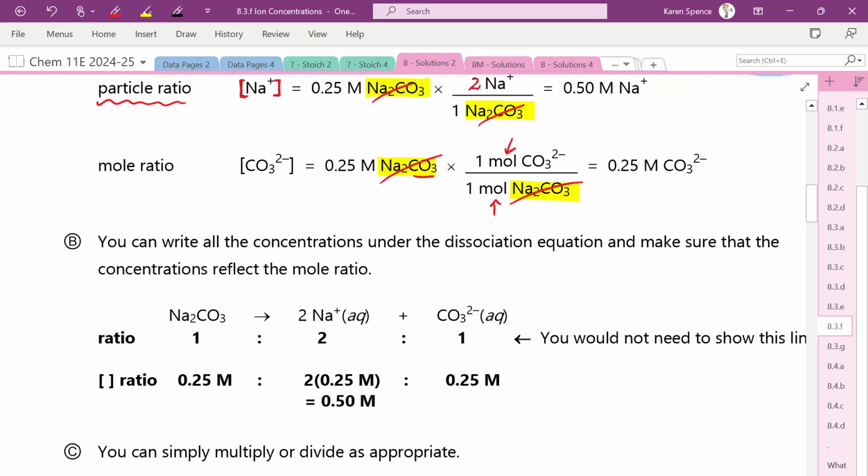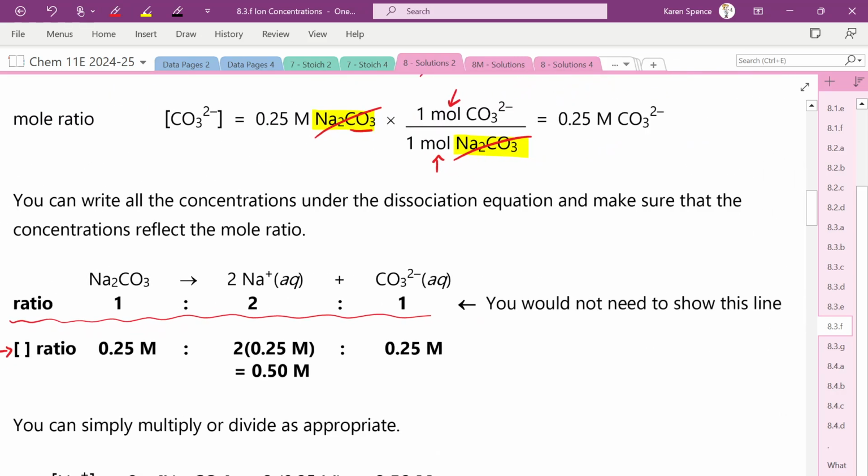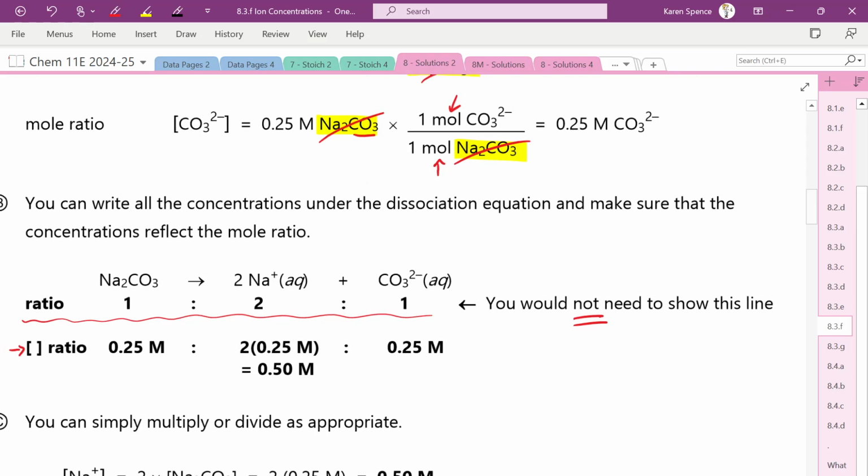This is what I just did, where you write the dissociation and underneath you write the concentration ratio. This line here that just shows that it's a 1-to-2-to-1 ratio, you do not need to show that line. It's just here for the purpose of being in the notes.